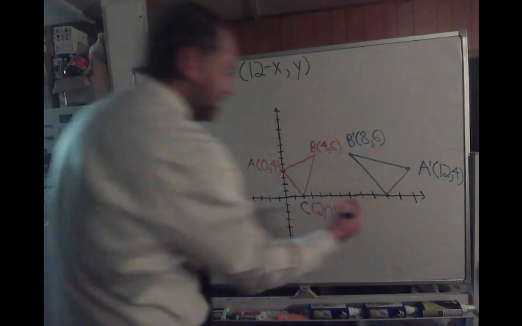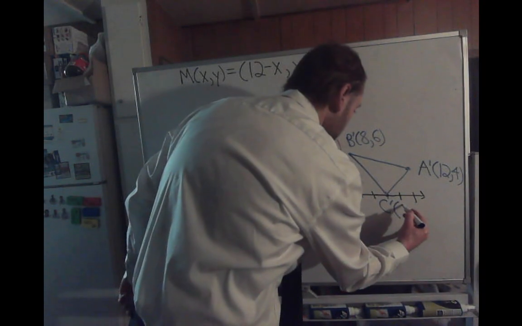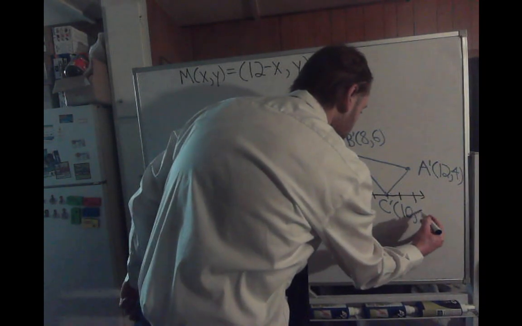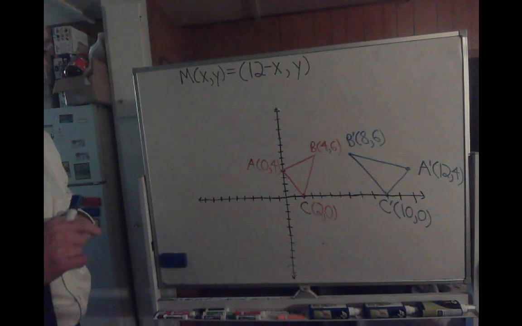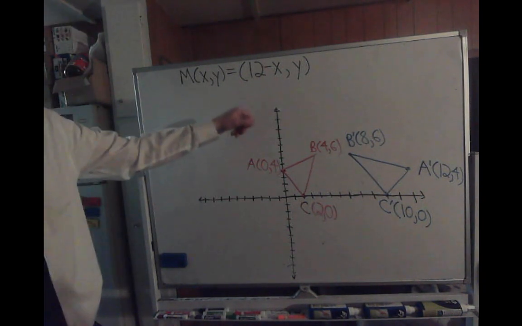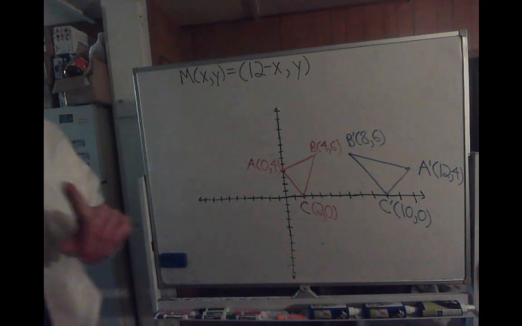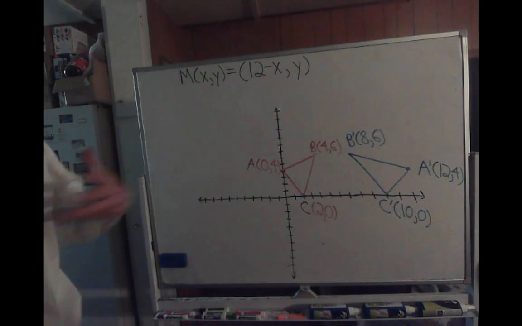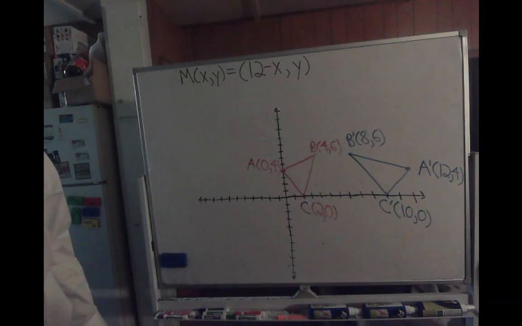So here's my C prime, which is at the point (10, 0). So let's determine if this is an isometry. Well, look at your coefficients. The coefficient on the x is -1. The coefficient on the y is 1. So the absolute value of both coefficients is just 1. So yes, you have an isometry. That's a lot easier to do than doing the distance formula.